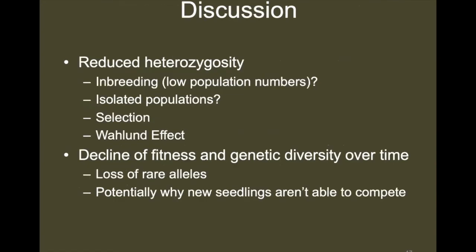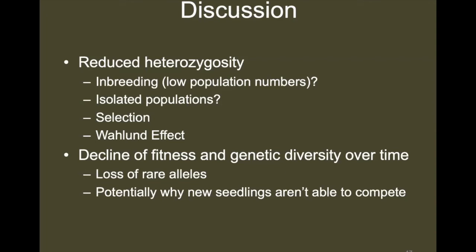So just to bring everything full circle, we saw a reduction in heterozygosity in this population over these 7 plots that we studied. Typically, reduced heterozygosity can be caused by large levels of inbreeding, which would be typical of low population numbers. Reduced heterozygosity is also associated with isolated populations, maybe ones that aren't able to get that pollen flow or gene flow between stands, and maybe are just geographically isolated. But what we really believe is going on here is a reduction in heterozygosity due to selection pressures.